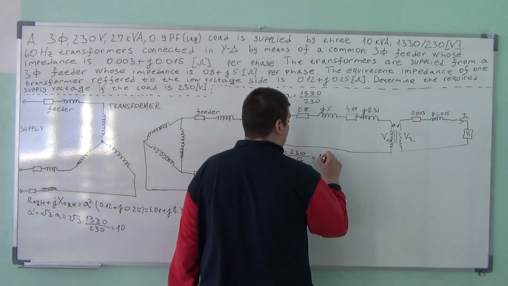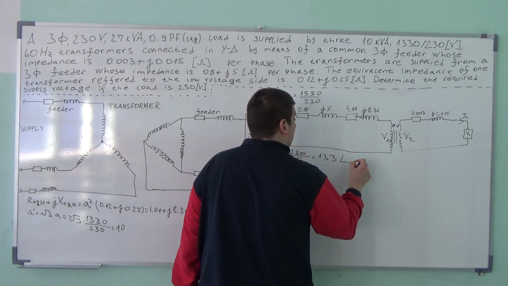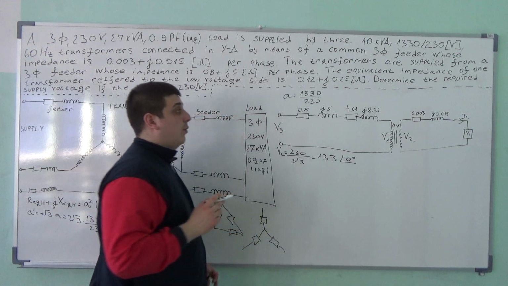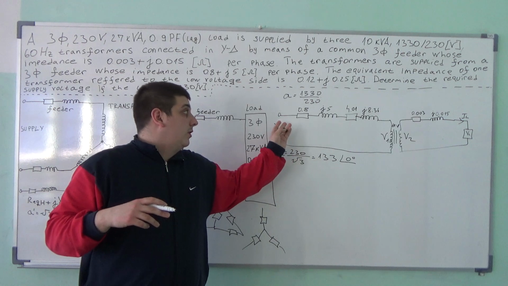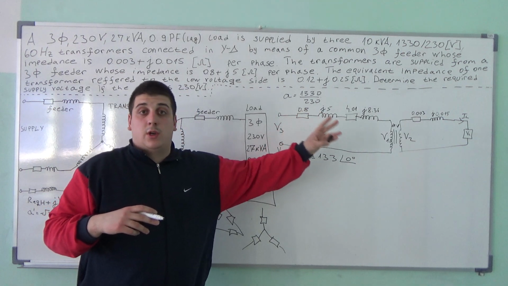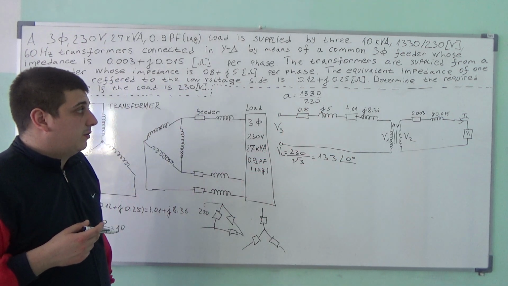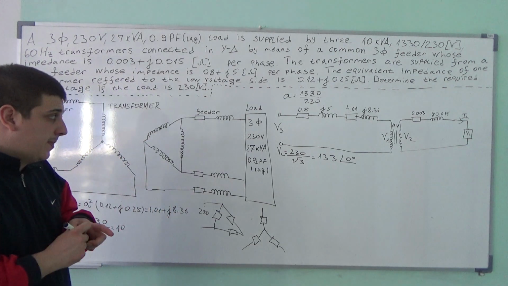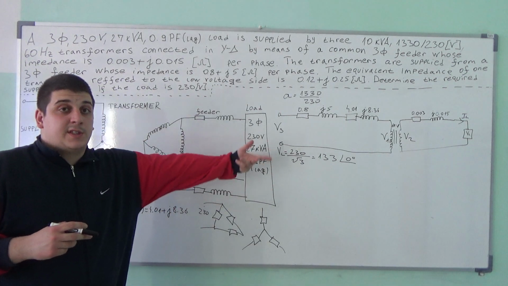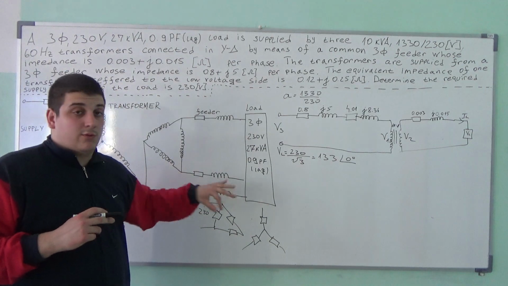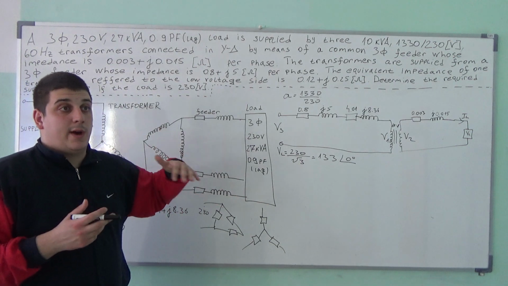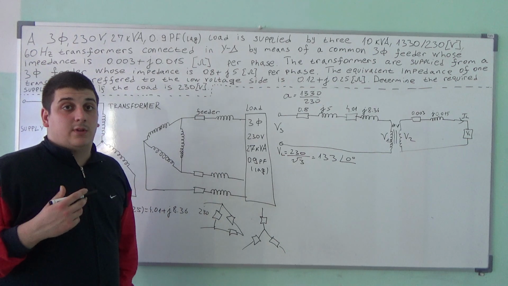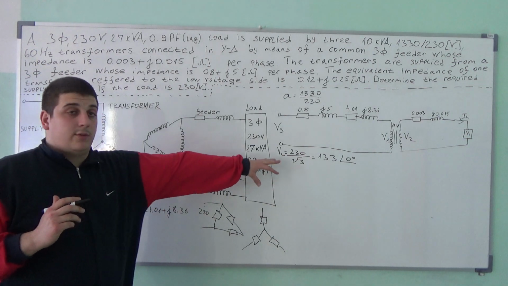which equals 133 volts, at an angle of 0 degrees, which means we are going to refer all these values to the low voltage side. It's easy to do that. Now, this is the load in a star connection. That's why, when you transfer from delta to Y to make computing and calculating easier, you have to do this.